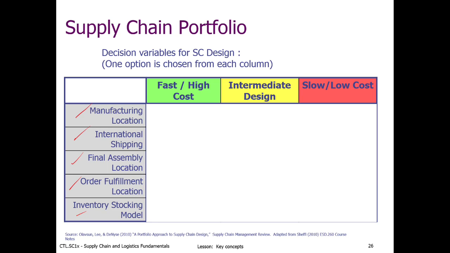And for each of these 5 functions, I can have a fast or a high cost solution. I can have an intermediate, or a slow or low cost. So Marshall Fisher's paper was focusing on this fast, high cost, that's the innovative products, and the functional products would maybe go only slow or low. But they said, it's not all or nothing. So maybe you want to think about it in a little more finer grained way.